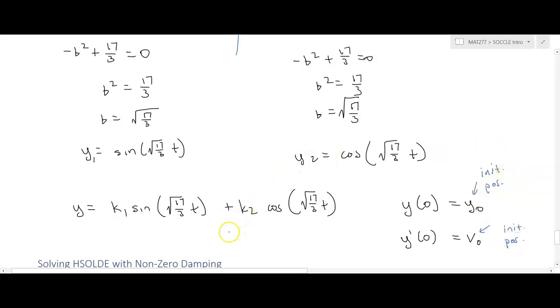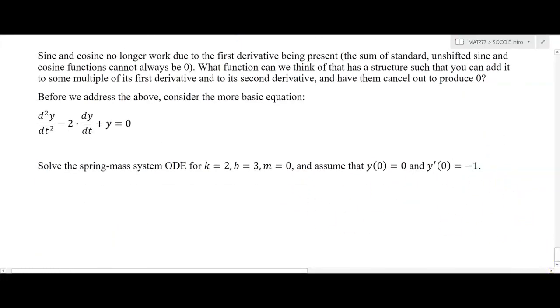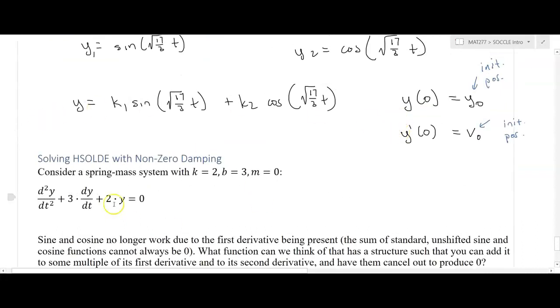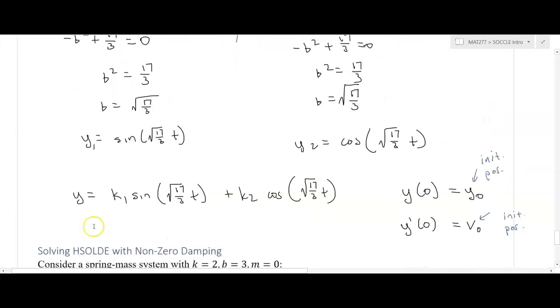Now, in our next lesson, we're going to look at, well, what if there isn't zero damping? What happens whenever you start to include damping into your model where it's not a 0 in front of the dy dt? Our guesses have to adapt a little bit more because sine and cosine are not going to work exactly. So we'll go ahead and stop there, and in the next lesson, we will get into how to solve these homogeneous equations with non-zero damping.